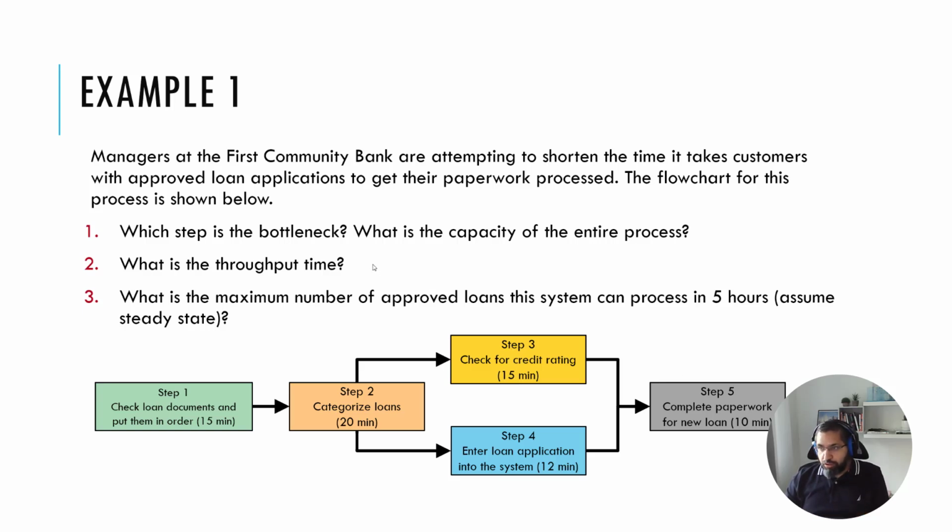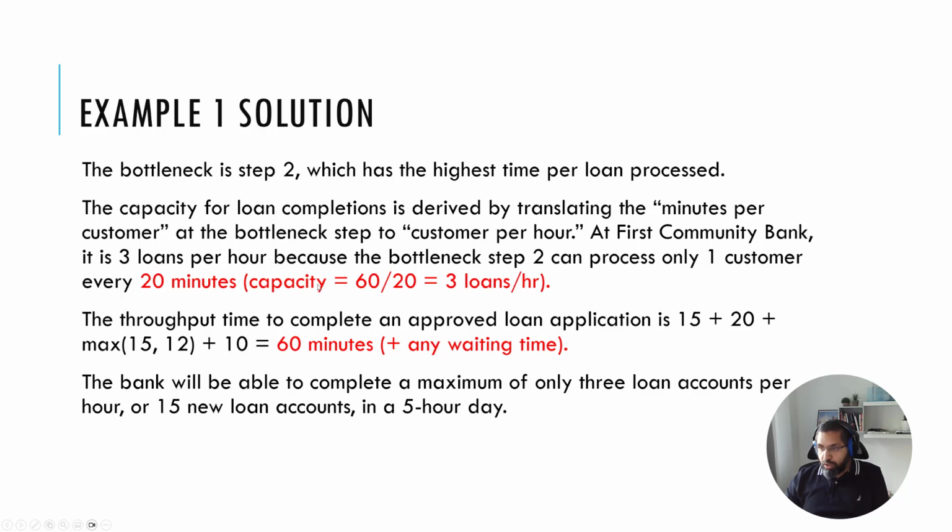Okay. So let me show you right here. Throughput time to complete an approved loan application is 15, step 1, plus 20, step 2, plus maximum of 15 and 12. So the maximum of step 3 and 4, because they run in parallel, plus 10. So 15 plus 20, 35, plus 15, 50, plus 10, 60. This equals 60 minutes, plus any waiting time in the system, which we are not given. So we'll just enter 60 minutes into our test or homework if this was a question there.